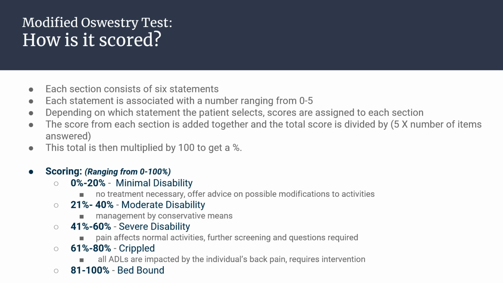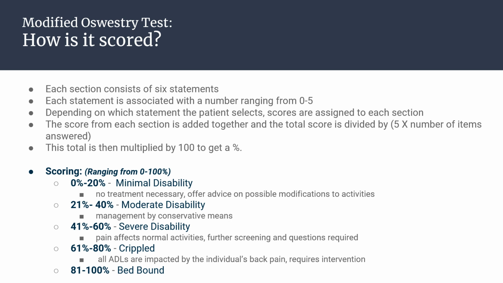When looking at the scoring, which ranges from 0 to 100%, if the patient scores between 0 and 20%, they are considered to have minimal disability. No treatment is necessary. You can offer advice on possible modifications to activities. If the patient scores between 21 and 40%, they have a moderate disability. They will have management by conservative means.